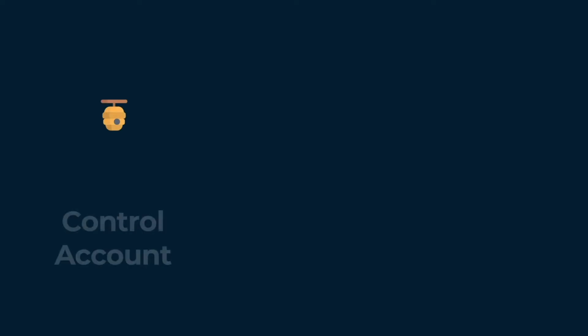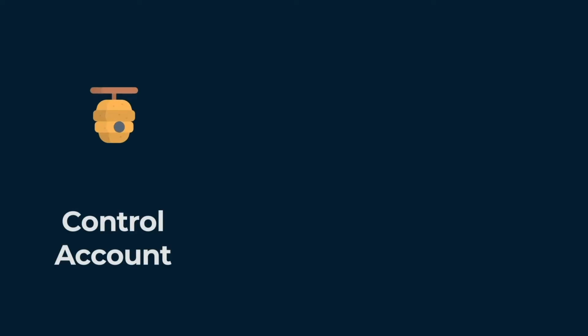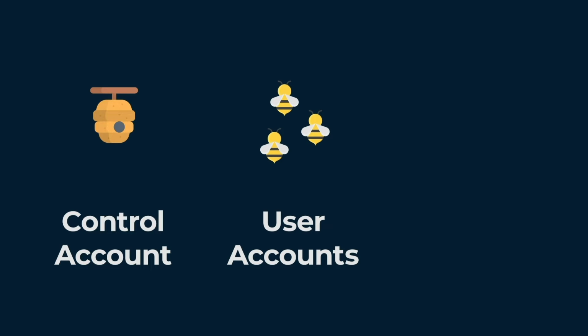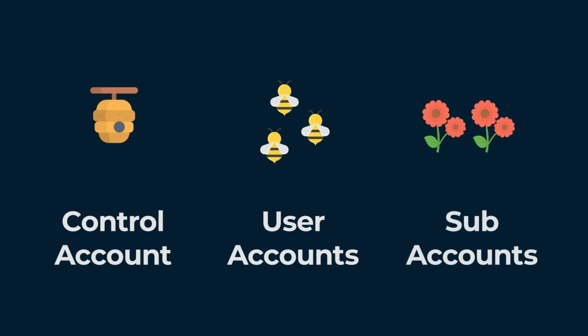Think of Wasabi Account Control Manager as a beehive. The control account is the hive itself. The user accounts are the queen and other bees fulfilling different roles. The sub-accounts are the flowers outside of the hive managed by the worker bees. The flowers are critical to the existence of the hive. They produce pollen, or storage in this case, but do not directly access the hive.